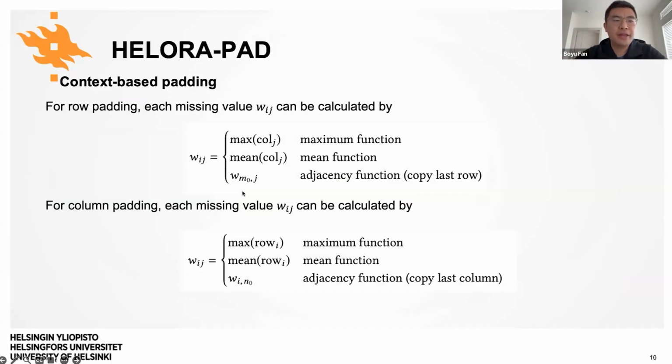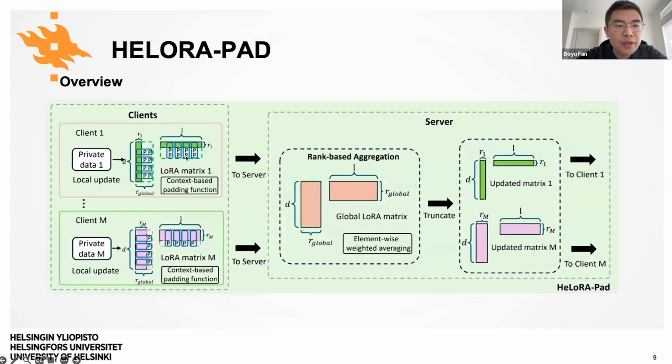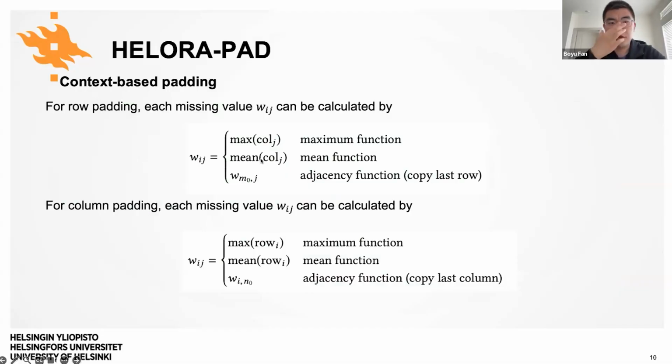The context-based padding is also very interesting. We can apply different functions to them. The first one is the maximum. If we want to pad a row, the value P is calculated from the column: we take the maximum of this column and pad it as P. If we want to pad a column, we take the maximum of the row to get this P. So this is our strategy.